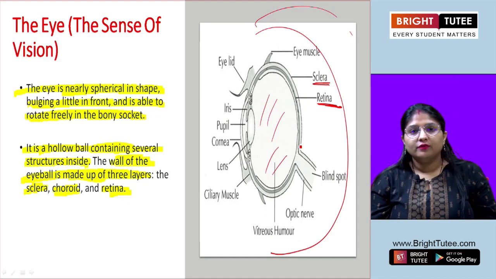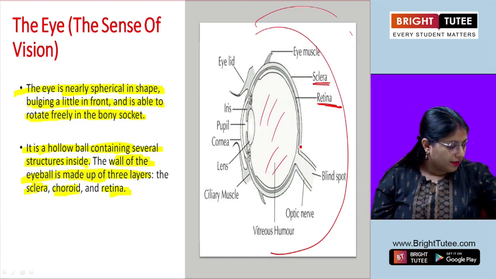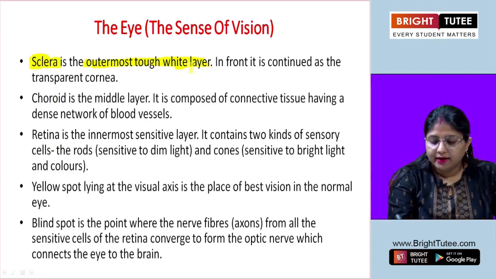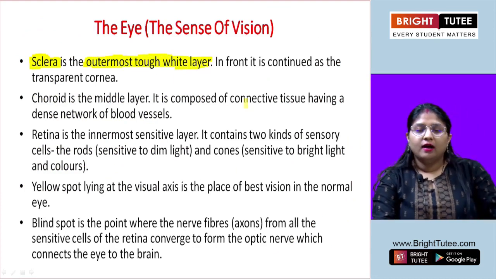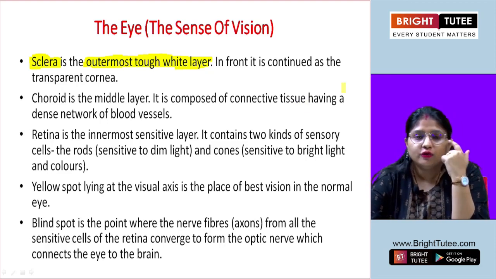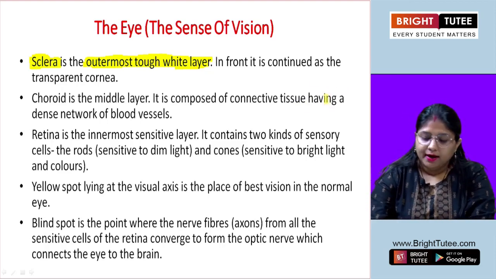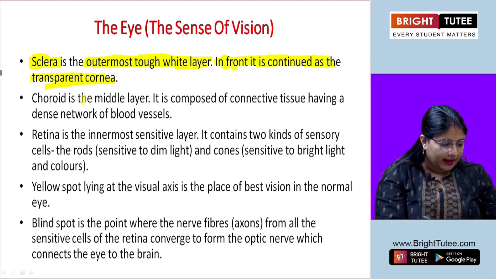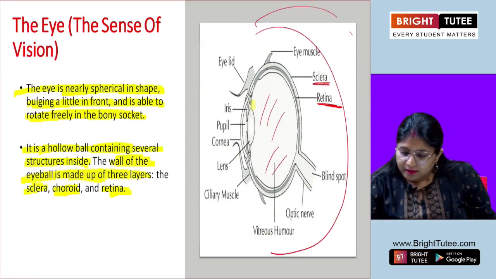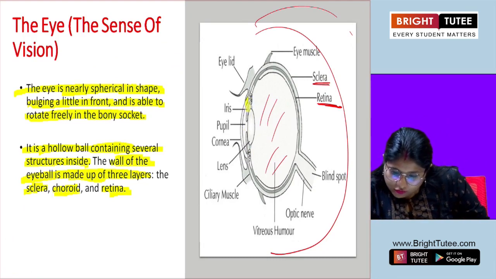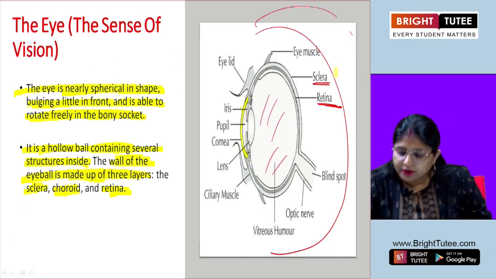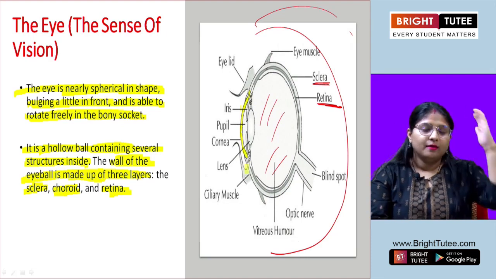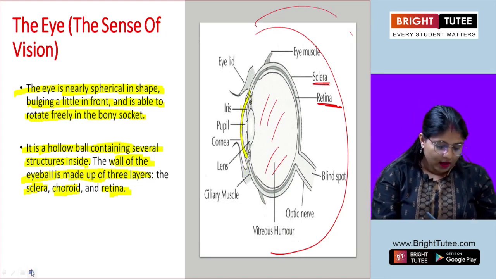Let's talk about all of these structures one by one. The first one is the sclera. The sclera is the outermost tough white layer. The whitish layer which you are able to see on the eyeball is the sclera. In front, it is continued as the transparent cornea. Let's go back and look at the cornea. This is the outermost transparent layer, a protective covering, and this is what we call the cornea.